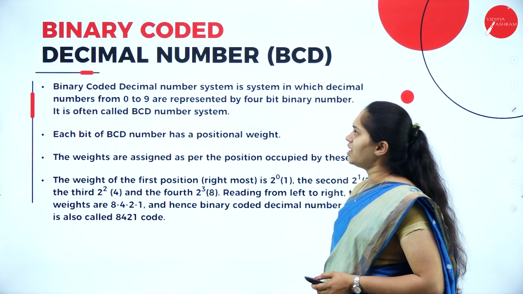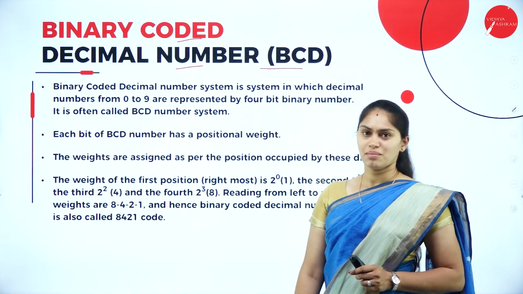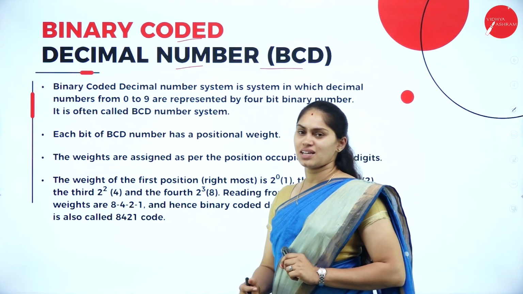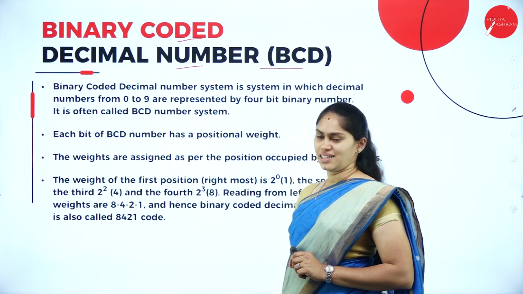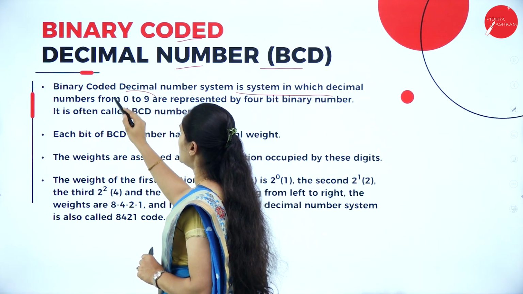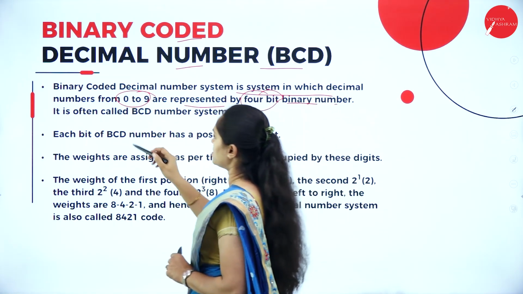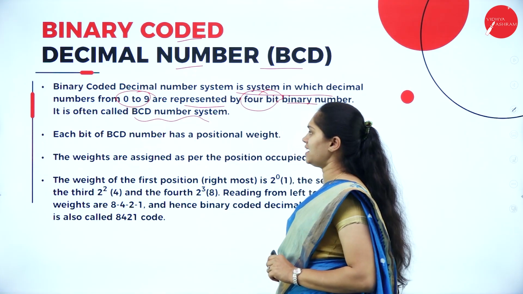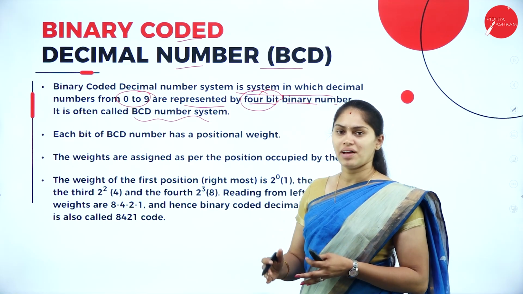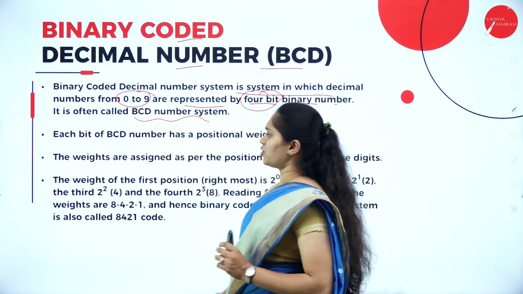We'll see the first one, that's binary coded decimal, in short BCD. Already you know about the 8421 format, right? That is the same thing we are using in the BCD format. It's a system in which decimal numbers from 0 to 9 are represented by a 4-bit binary number. That's why we call it the BCD number system. So we use a 4-bit binary equivalent number to represent any value between 0 and 9.